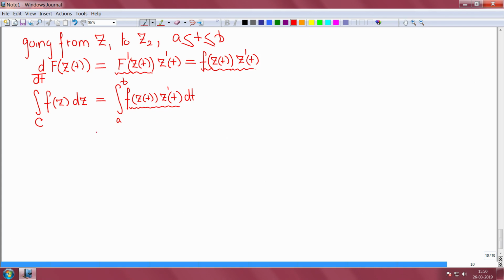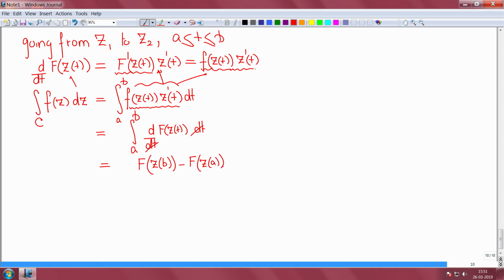So what happens now? I have the integral from a to b of d by dt of F of z of t dt. This part here is equal to that, which is equal to this. So I have replaced this by d by dt of F of z of t dt. So this goes away, and now we have the integral value given by F of z of b minus F of z of a.